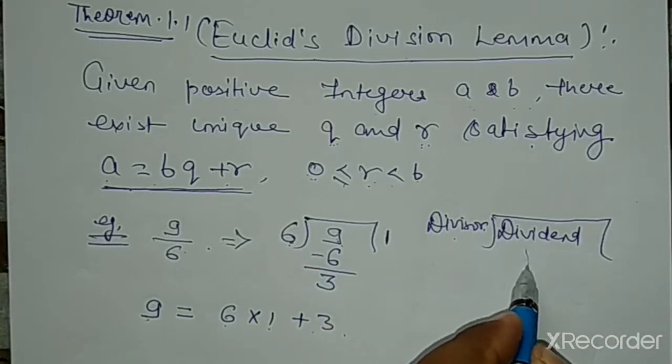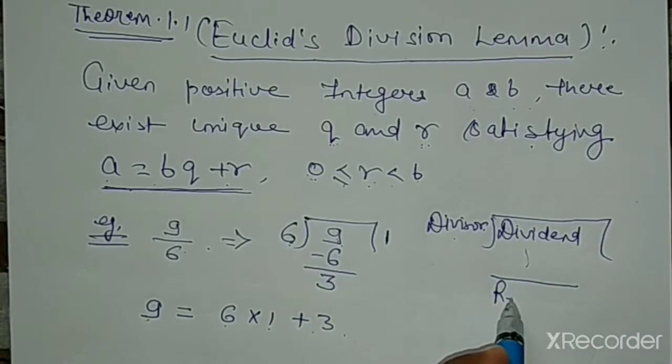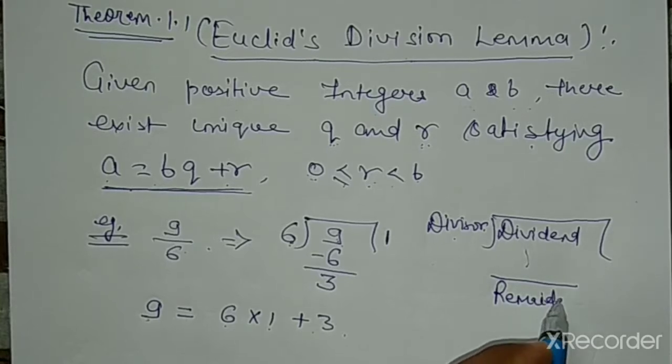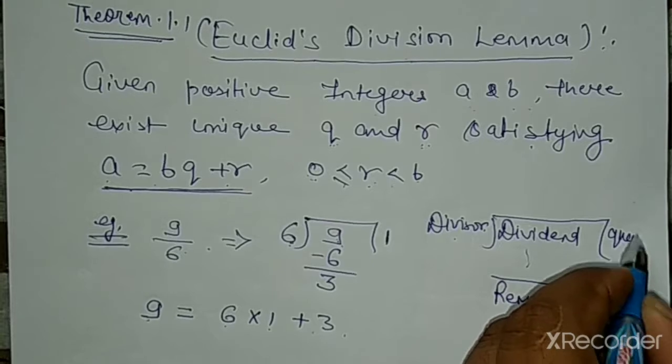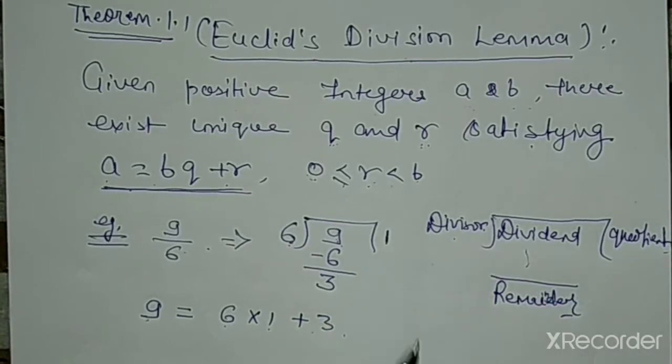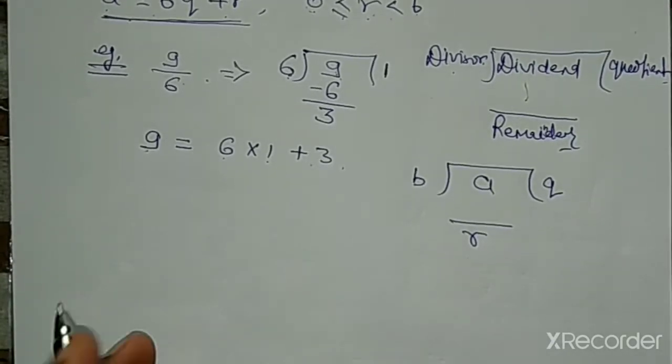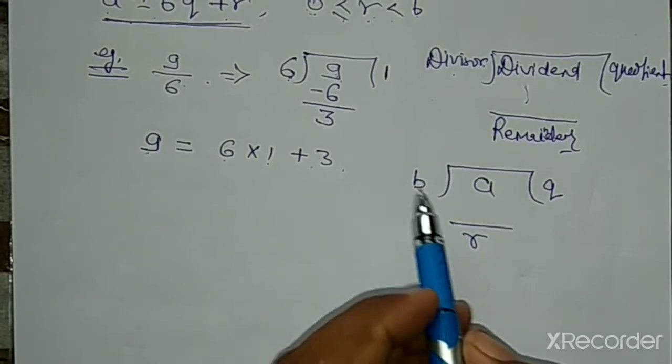And after some time comes the remainder, and here is the quotient. So it is your dividend a, this is your b, it is your q, and after some time it is your r. That is your statement here.